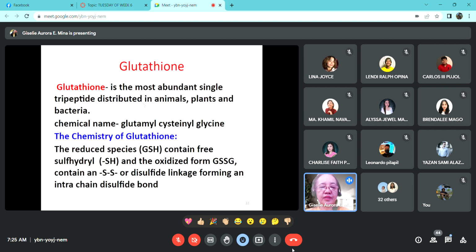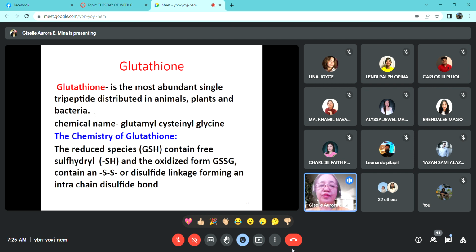Another peptide hormone of biological importance is your glutathione. This is the most abundant single tripeptide distributed in animals, plants, and bacteria. Tripeptide meaning they only contain 3 amino acids. And the chemical name of your glutathione is glutamyl cysteine glycine. So it contains glutamic acid, cysteine, and glycine. So I'm sure you are familiar with glutathione.